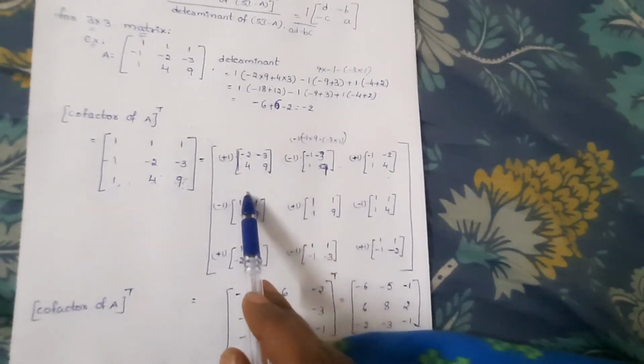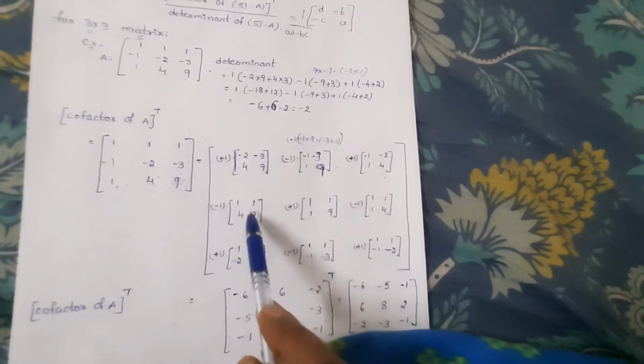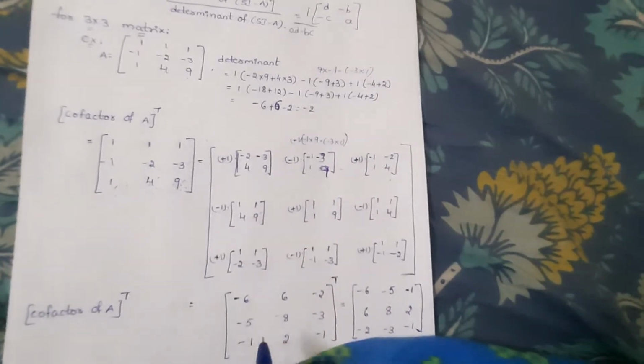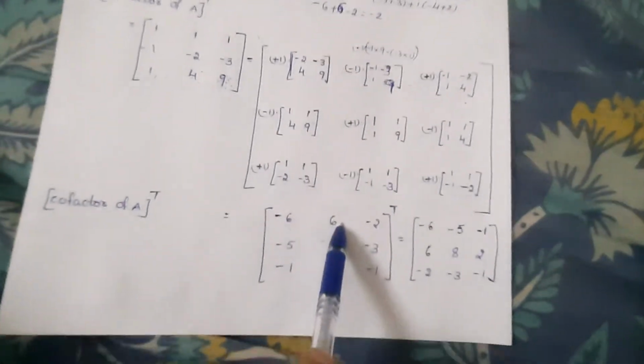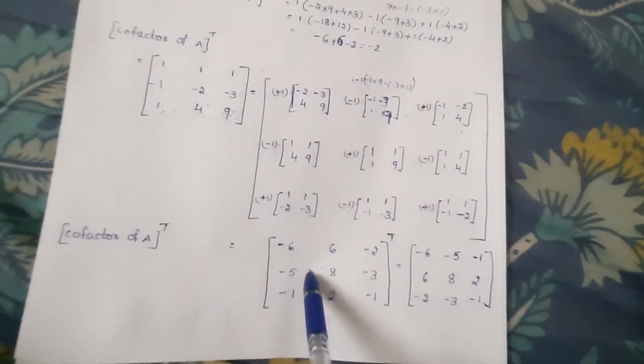Okay. So AD minus BC here also 9 into 1 minus 4 into 1. 9 minus 4 is 5 minus sign. So you are going to get -5. So you should apply AD minus BC formula all over here. Then you are going to get this matrix.